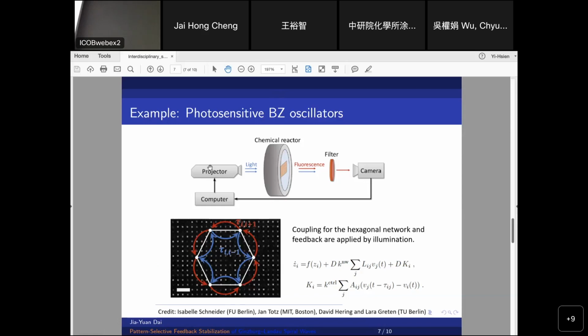Now there is a projector. It projects light into this chemical reactor, and then this light will give coupling for the hexagonal network and also feedback. Then there's a filter, and the camera will record the light and then send it to the computer. The computer will calculate and give a new feedback back. And here you see a schematic picture. There are so many beads, and this coupling is in the symmetry of the hexagon.